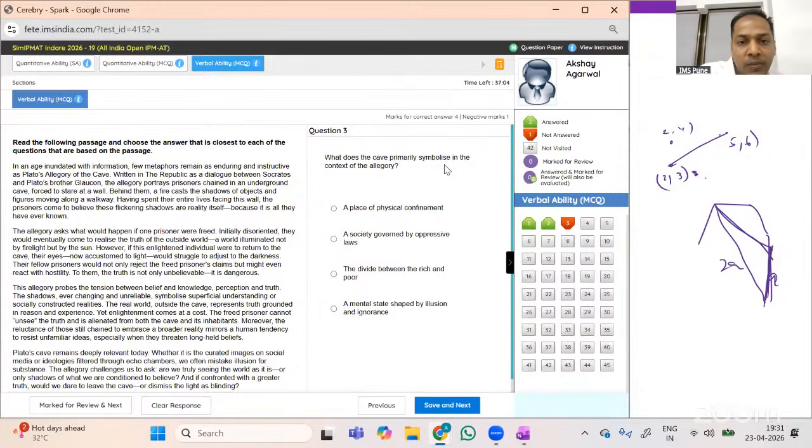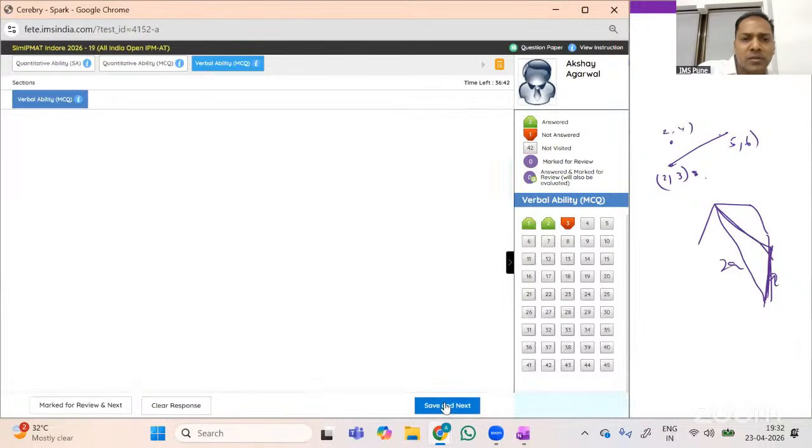What does the cave primarily symbolize in the context of the allegory? Okay, a place of physical confinement, a society governed by oppressive laws, a divide between rich and poor, a mental state shaped by illusion and ignorance. It is not just about society or anything. I think the deeper idea is a mental state of illusion and ignorance.